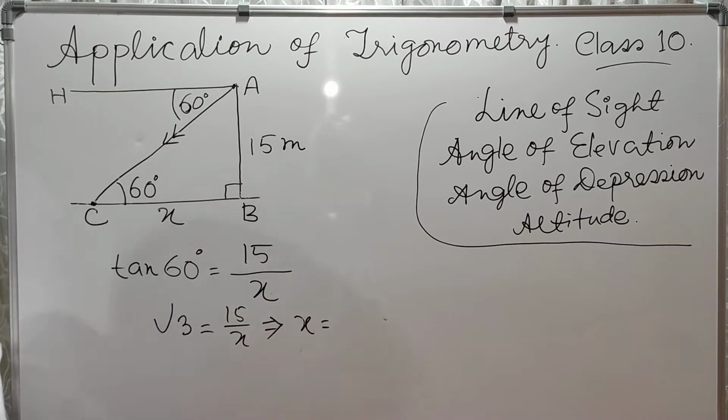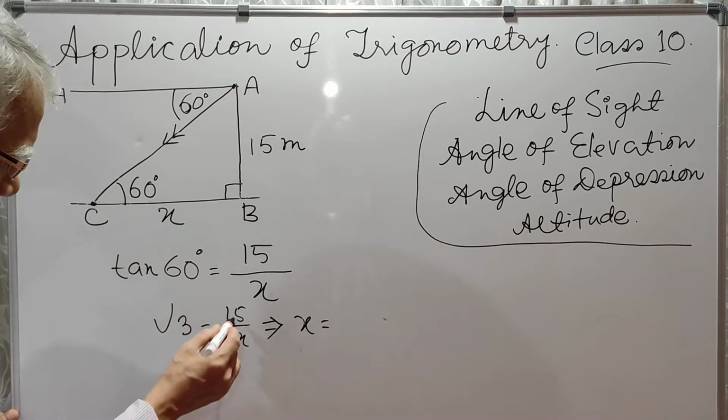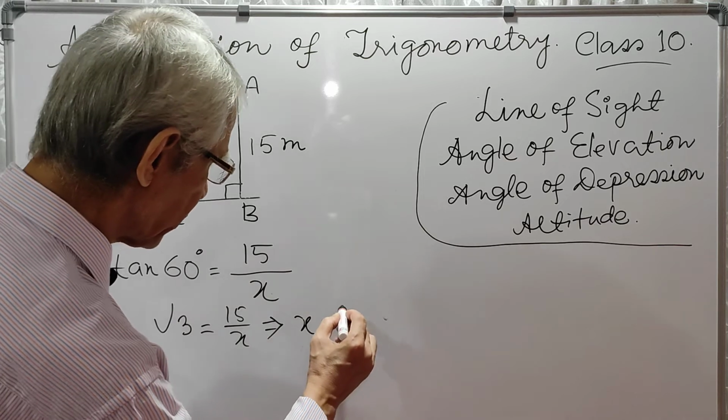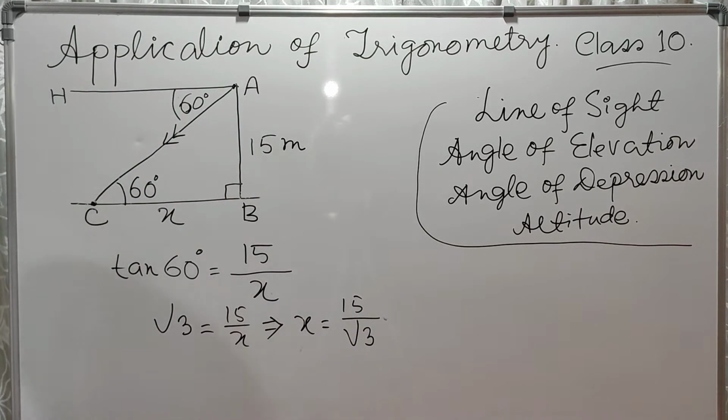After this, simple calculation and all. Now use the knowledge of solving equations. So what do you get? x times root 3 equals 15. So x equals 15 by root 3. So this is the answer. 15 by root 3 meter. So this is given in meter, therefore this will be meter.